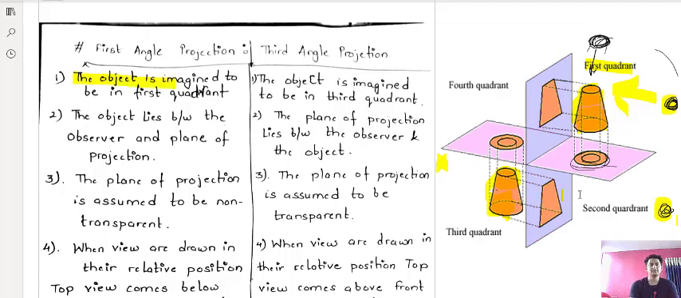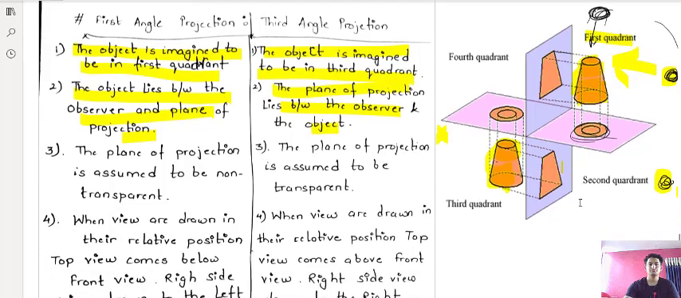In case of first angle projection, the object is imagined to be in the first quadrant, that I have told. In case of third angle, the object is imagined to be in the third quadrant. Second, in first angle the object lies between the observer and the plane, that is the difference. In third angle the plane of projection lies between the observer and the object.